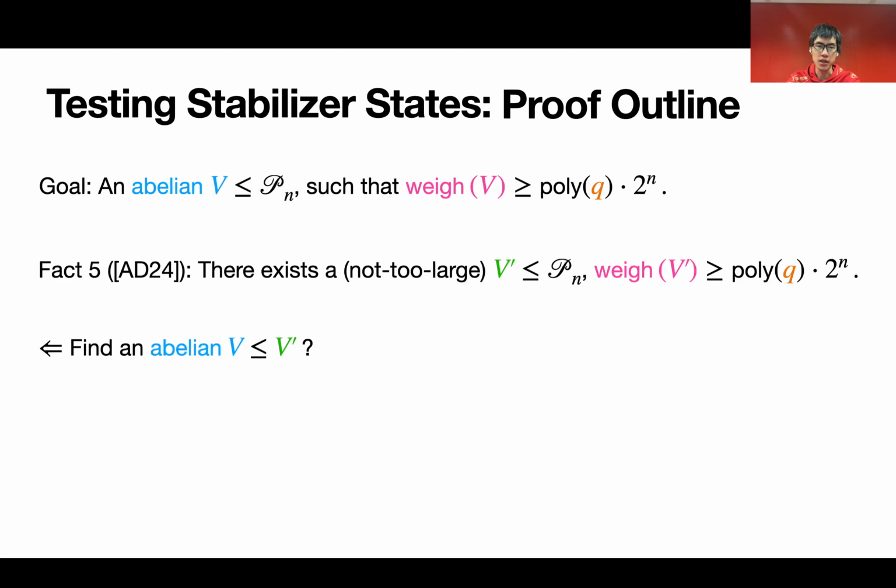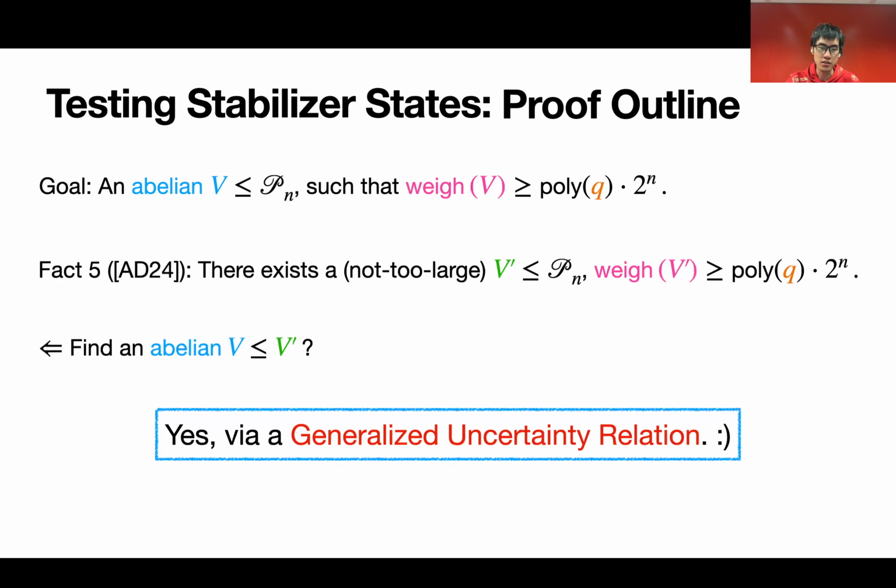But how can we find this abelian Pauli subgroup V? We can find this from Srinivasan and Arunachalam's result. They prove that there exists a not too large V prime, which is a Pauli subgroup, but maybe not abelian, which also has high weight. So our question now becomes, can we find an abelian Pauli subgroup V from this V prime? And actually, we can answer this question with yes, via a generalized uncertainty relation, as suggested in the title.